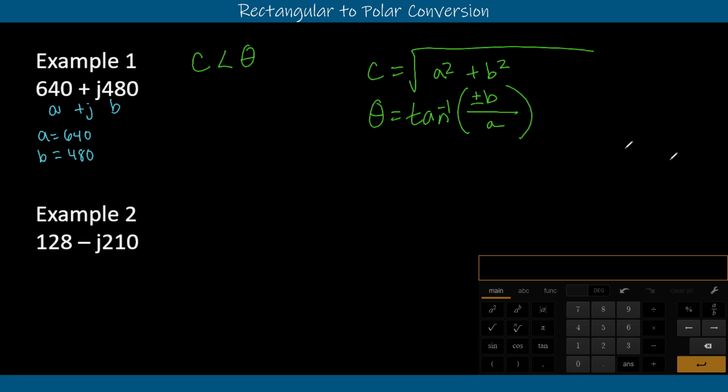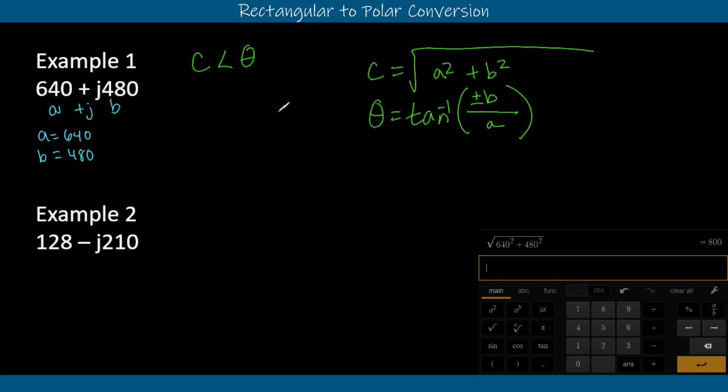So we can solve for both of these. We know these two variables. The square root of A squared, 640 squared, plus the B variable of 480 squared, gives us 800. So our C value is 800.